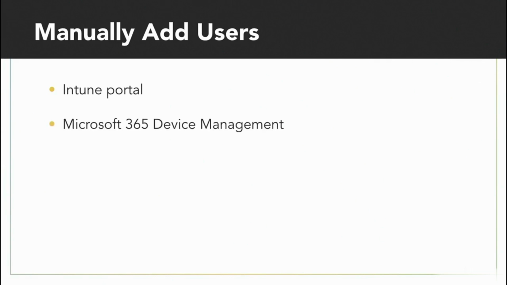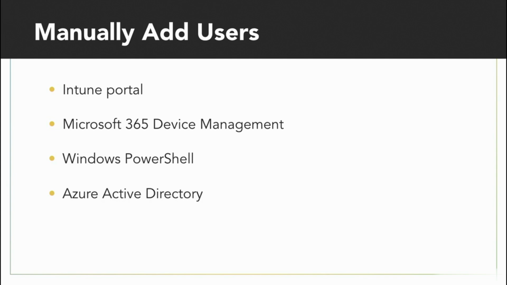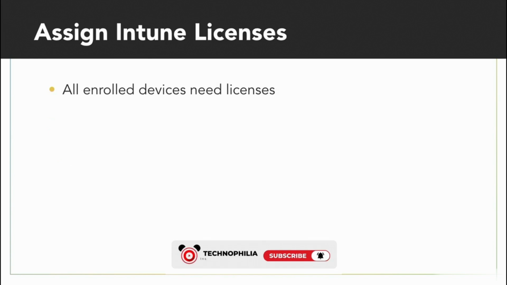You can directly add users to Intune by using either the Intune area of the Azure Admin Center or the Microsoft 365 Admin Center, or by using PowerShell. All of your users that use Intune are also found in Azure Active Directory. All users and devices need an Intune license to be managed by Intune.